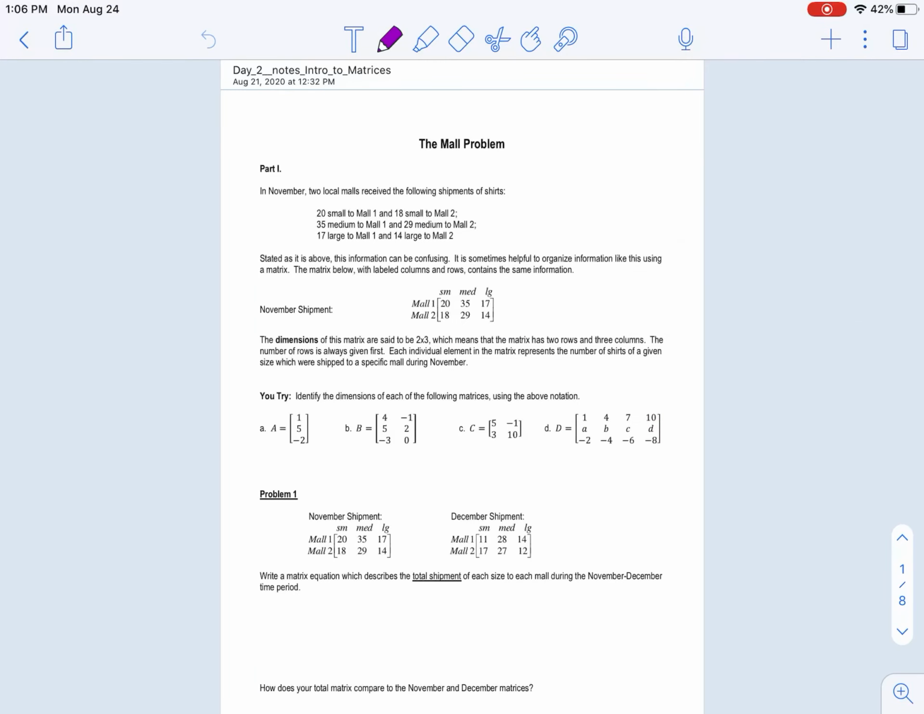All right, this is take 2 of the notes from last week. So this is actually day 2 notes because the other one got messed up.